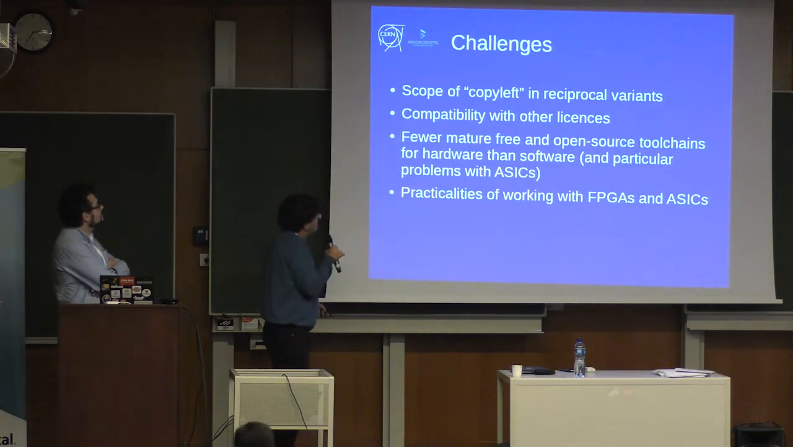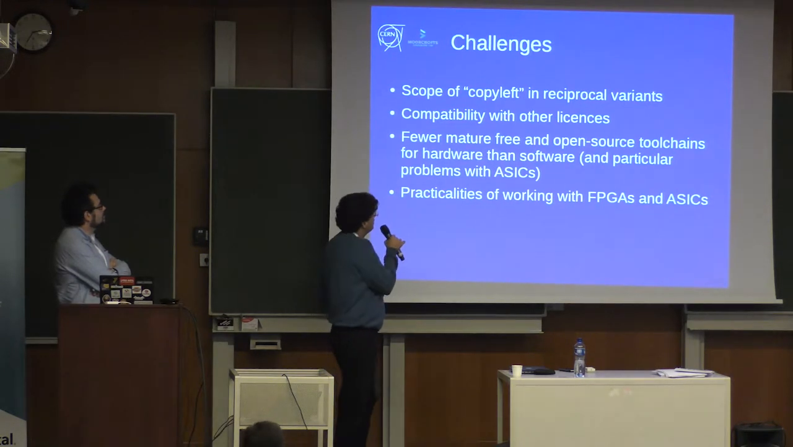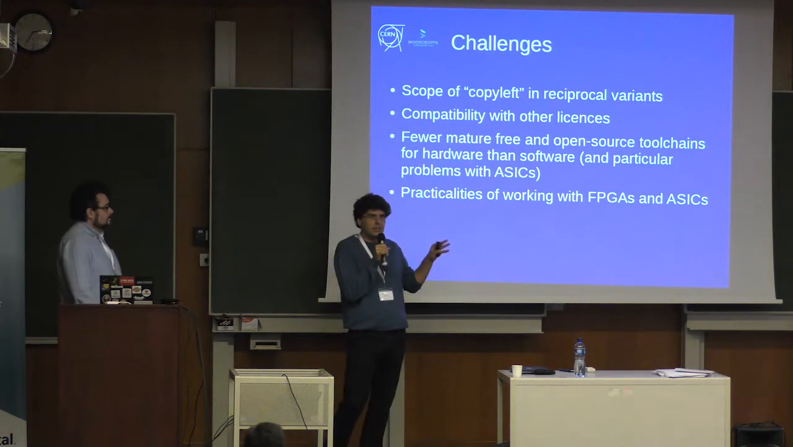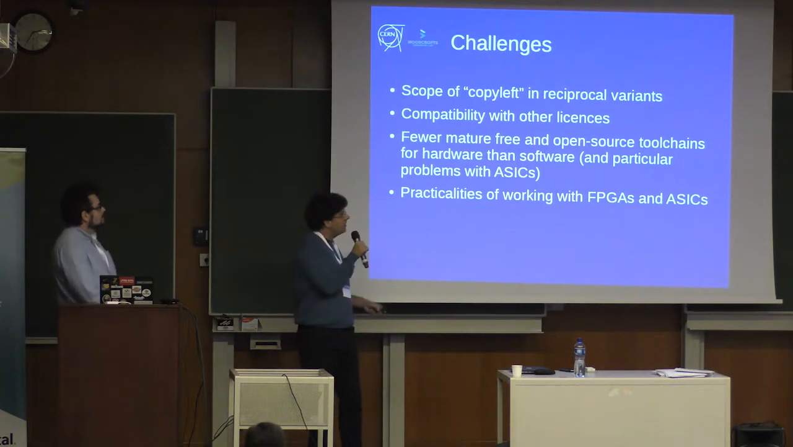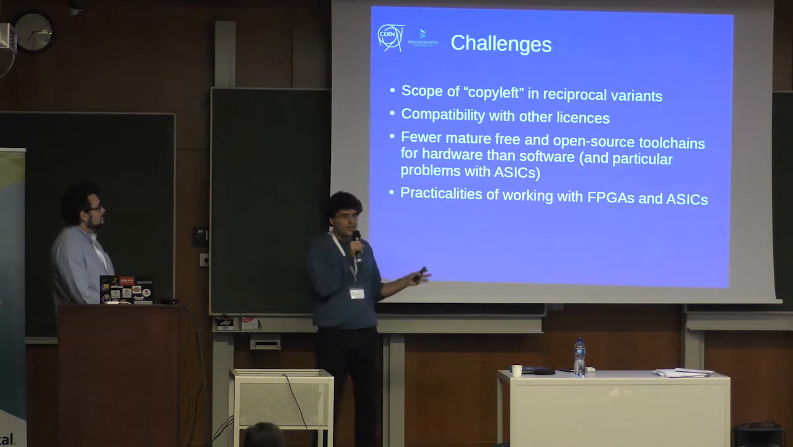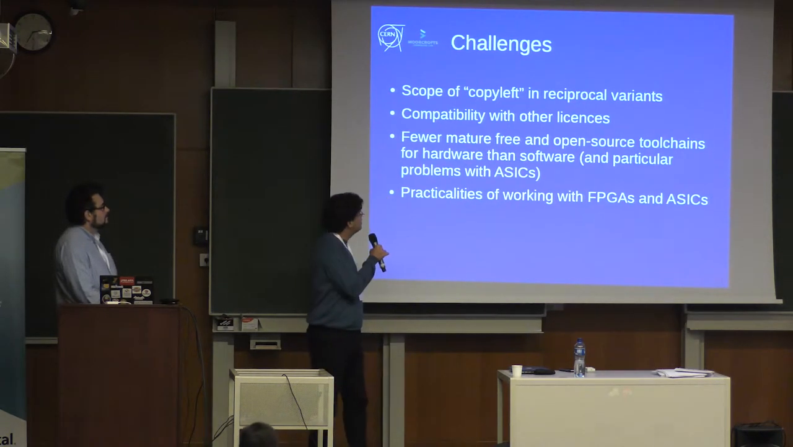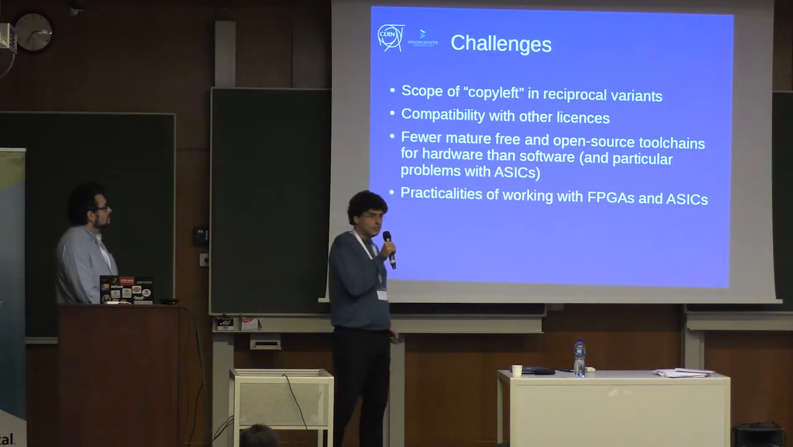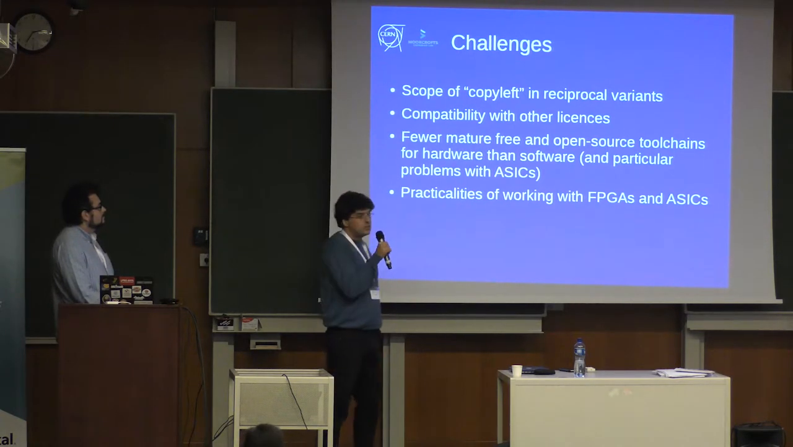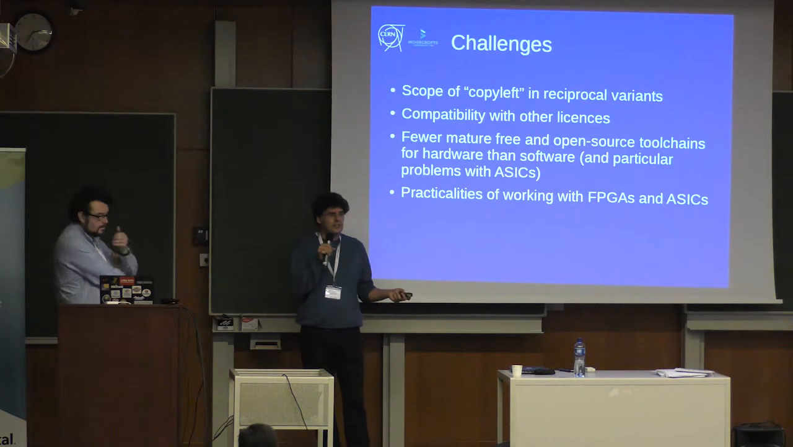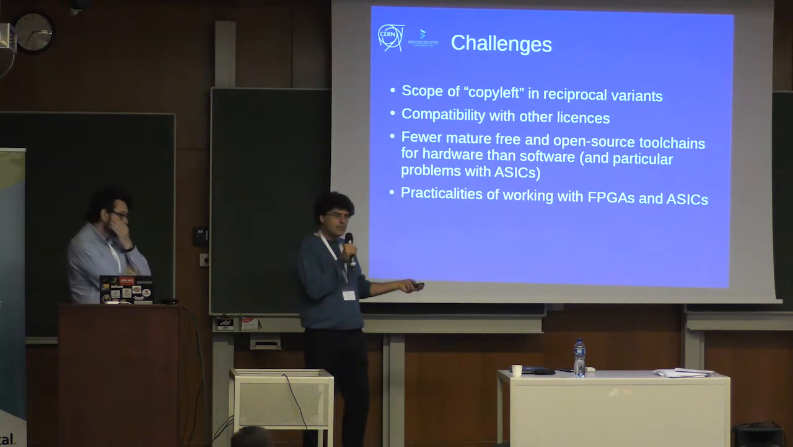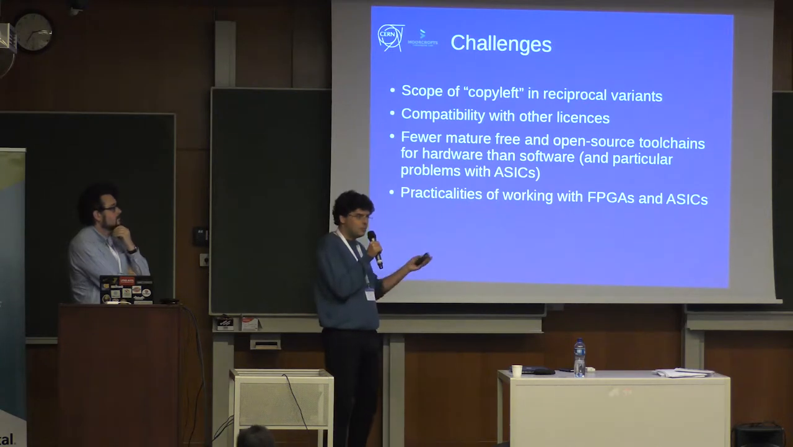Okay, some of the challenges we faced or were facing: the scope of copyleft in the reciprocal variants. So we call L, S, and P the three variants. The two reciprocal variants are L and S, and we need to define where the copyleft obligations stop. Then compatibility with other licenses. It was signaled to us, I think in a FOSDEM talk, that it was not compatible with GPL. So we took that into account, and we have an answer to that that we will present later.